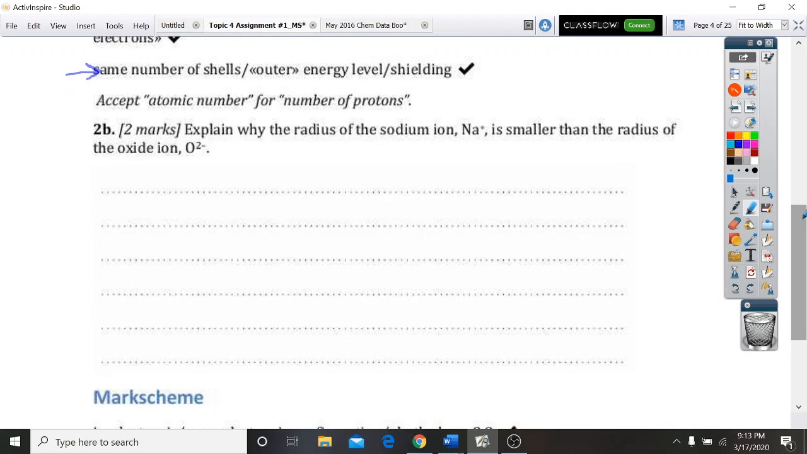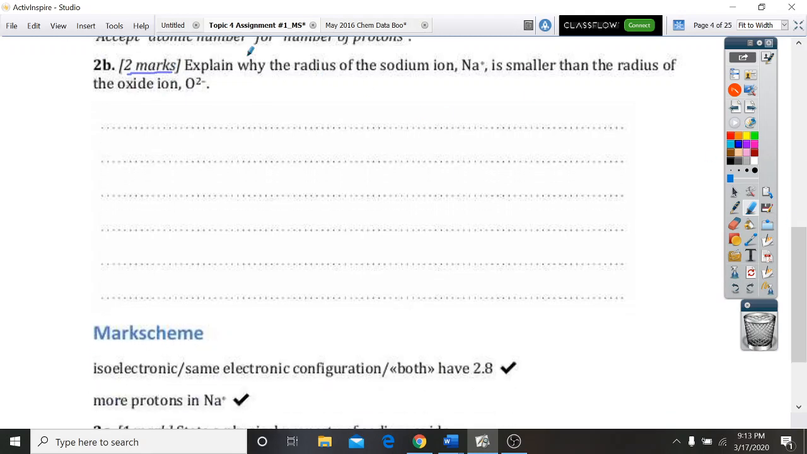Explain why the radius of the sodium ion is smaller than the radius of the oxide ion. What I want to point out here is, again, it's worth 2 marks. Again, you have to say something about both of them in order to get your point across. Here they use the word isoelectronic, whatever, we never use that. Therefore, what I'm going to say is this instead.